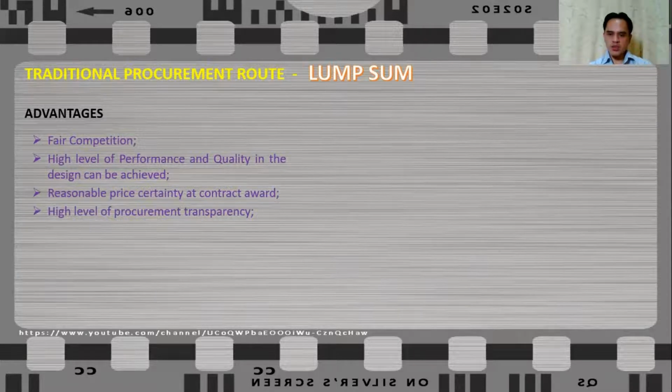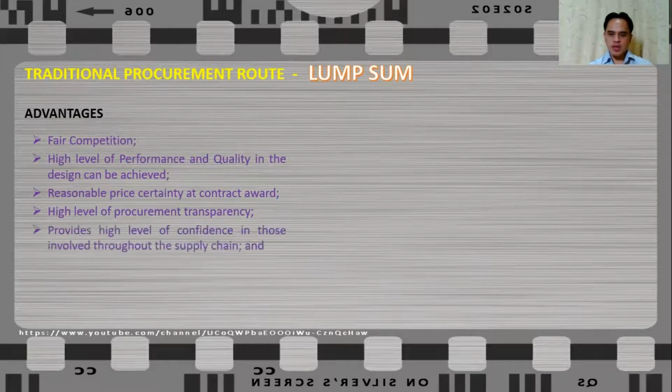Lump sum traditional procurement route is a satisfactory strategy in terms of public accountability, as it is transparent and based upon competition. This is a well-known procedure ensuring confidence in those involved throughout the supply chain, and changes are reasonably easy to arrange and value where the design needs to vary due to changes in client demands or technology.